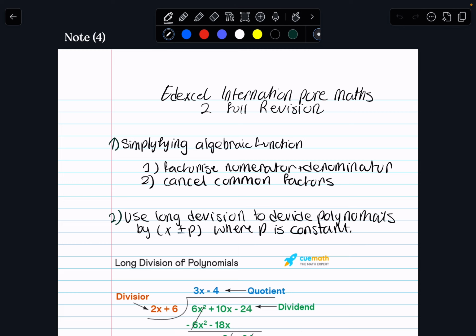So today we're going to go through the Edexcel International Paper Math 2 full revision guide, covering all the 8 chapters, and hopefully we have a really great exam tomorrow. I'm going to also tell you which formulas are already in the data booklet and which ones we should memorize, and also make sure to watch this video at twice the speed and do as many past papers as possible.